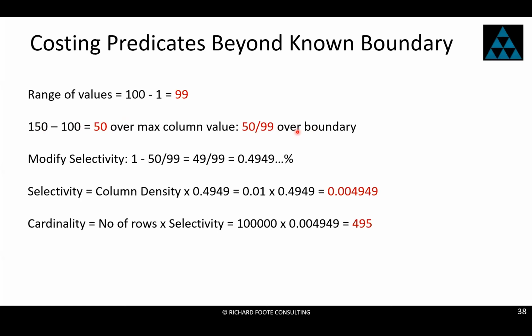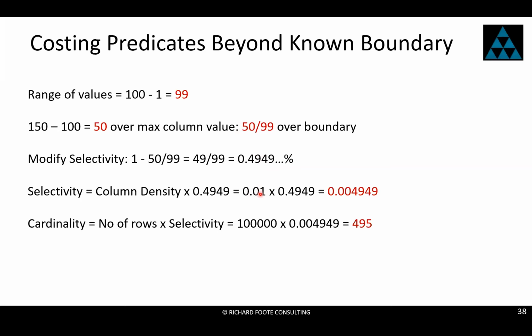It doesn't become 0. I'm saying I'm going to reduce it by 50 over 99th, which means I'm going to assume I'm going to get 0.4949 recurring of the one selectivity, because there could maybe be data that is outside the known boundary, because who's to say my stats are up to date? Who's to say I collected stats yesterday, but I have got some data that's outside my range? So this is why Oracle does this.